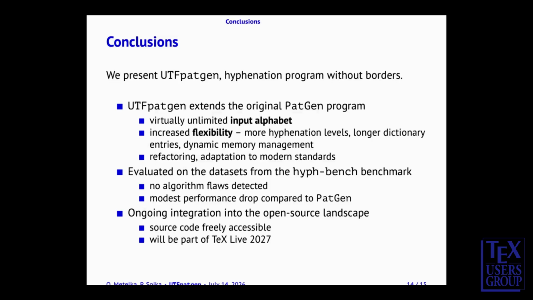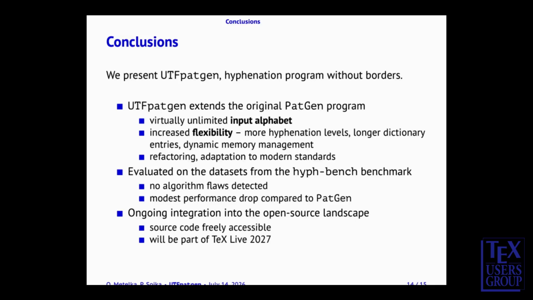We introduced UTF-Patgen, a program for hyphenation without borders. UTF-Patgen extends the original PatGen program in several ways. Thanks to improved character mapping, we are able to process dictionaries with arbitrarily sized alphabets. Further adjustments to the memory management and parameter representation allowed us to increase the flexibility of the program. And lastly, our implementation underwent a refactoring phase for better testability and maintainability.